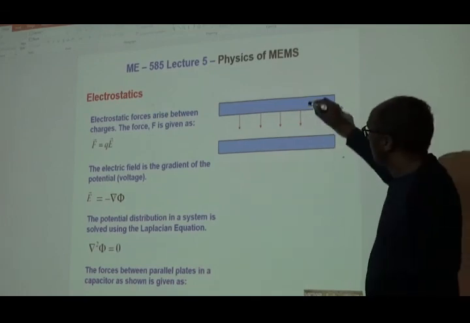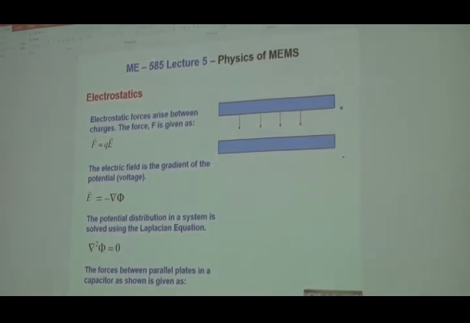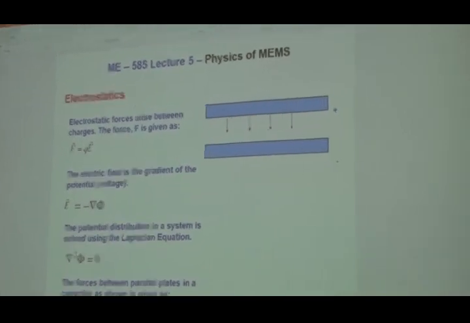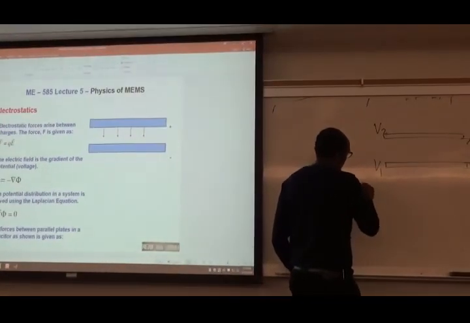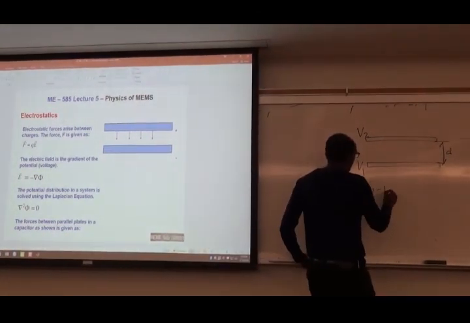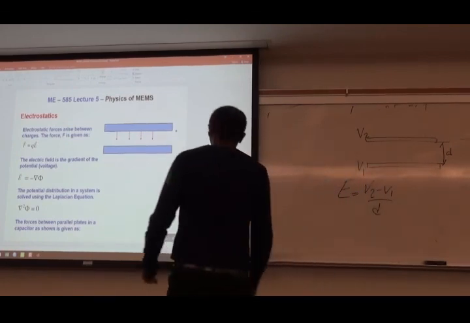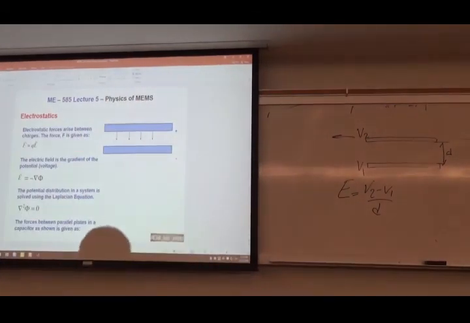So if I have two plates separated by distance d, okay? This is V2, this is V1. Then the electric field, I've given you before, but I'm going to repeat it. It's going to be V2 minus V1 divided by d. Okay? Now, interchangeably, when we talk about electrostatics, typically we don't say voltage, we say potential. Electrostatic potential, but in short, it's potential.